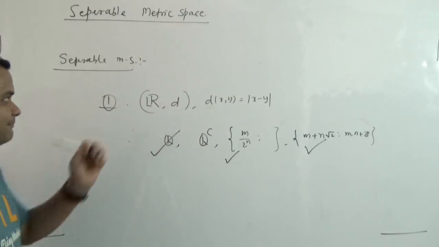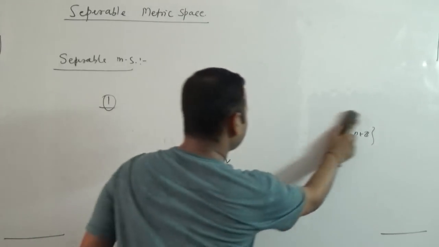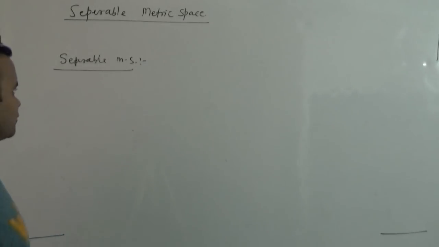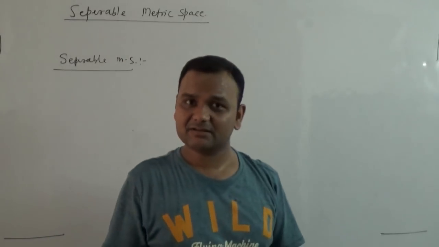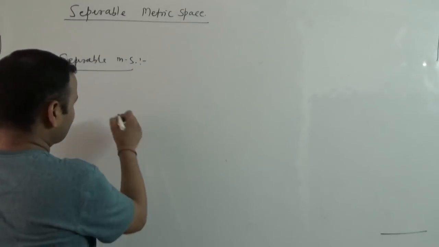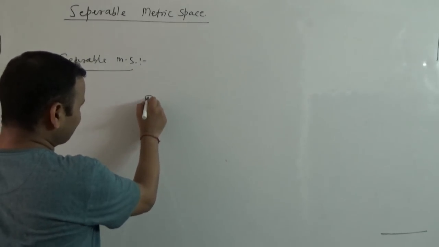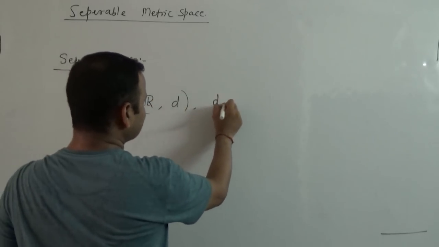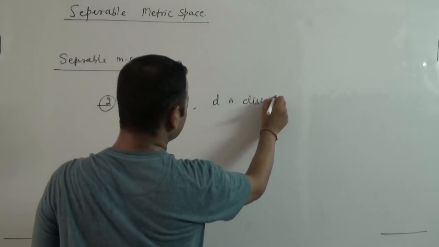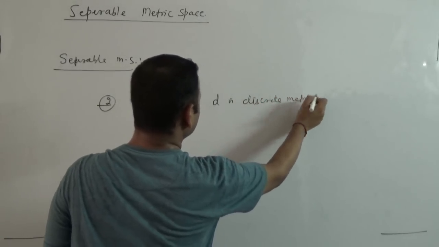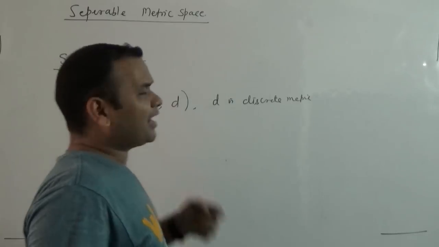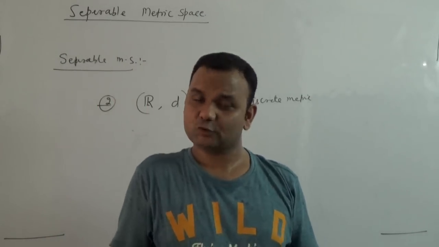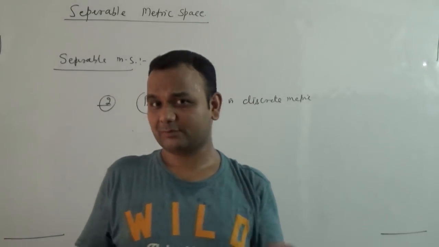ठीक है? So ये example हमने देखा था. ठीक है? अगर मैं metric change करूँ, ठीक है? ये तो मेरे पास examples आ गए. So क्या हमारे पास कोई ऐसा example है, which is not separable? So my question is, what you can say about this R, the second example, the R with respect to d, where d is the discrete metric. R में अगर आप discrete metric डालते हो, does it imply it is separable? सोचो.